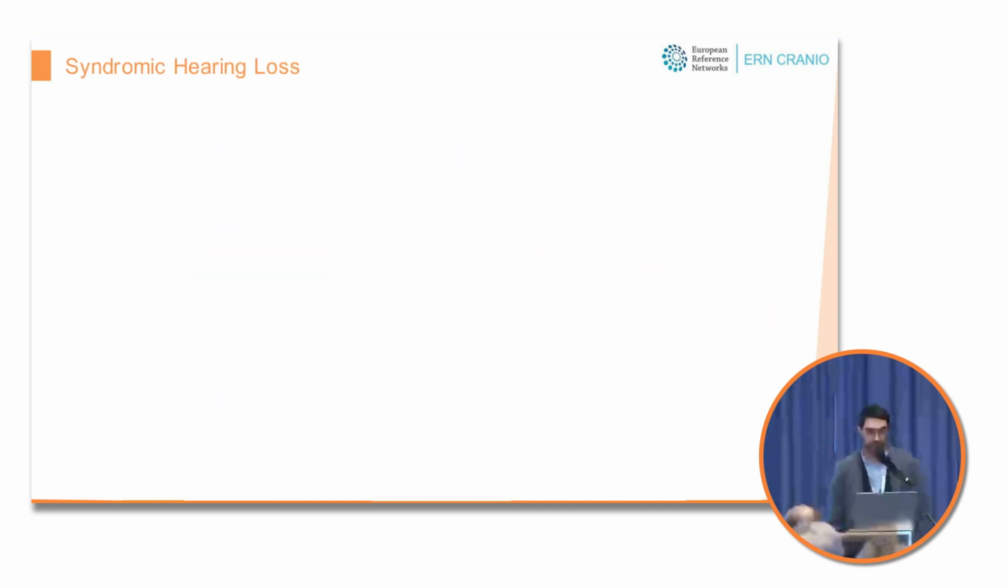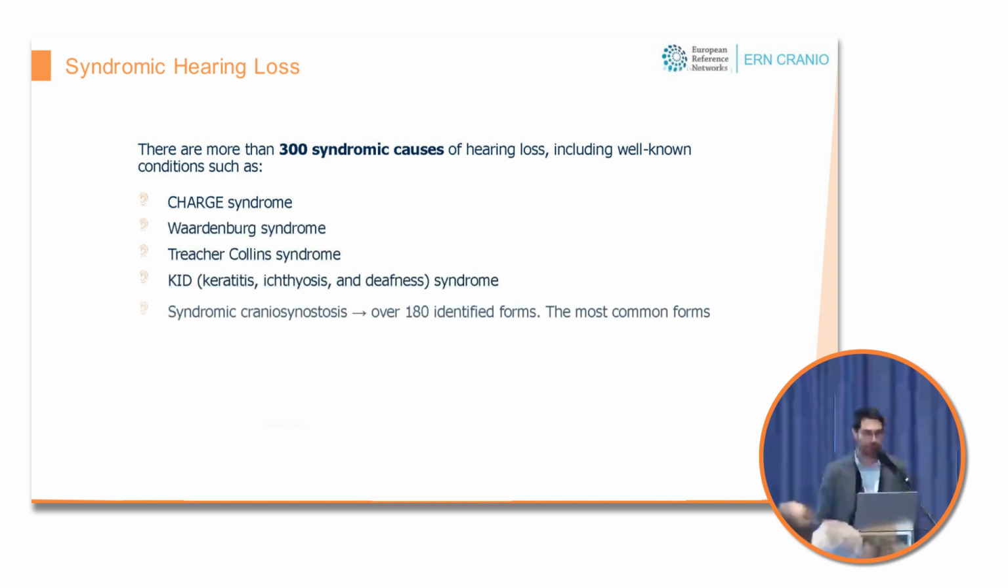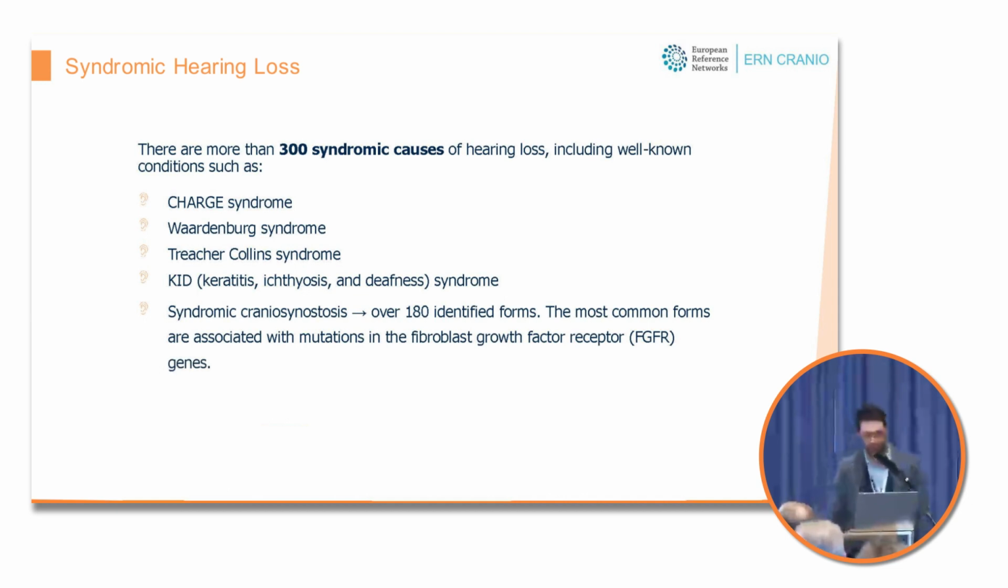There are 300 causes of syndromic hearing loss, and some of them are well known and are syndromic. For example, CHARGE syndrome, Waardenburg syndrome, Treacher-Collins, KID, and syndromic craniosynostosis that cover over 180 forms in which the fibroblast growth factor receptor genes are involved, and these genes also have a role in the development of the inner ear. So we have to remember this while dealing with these patients.